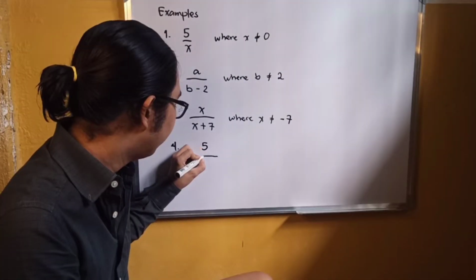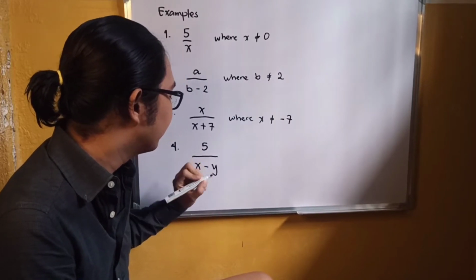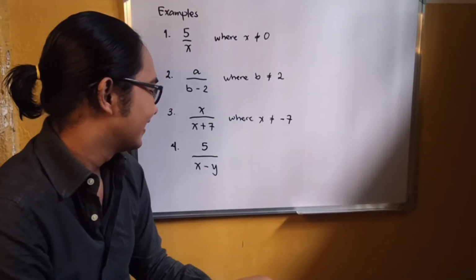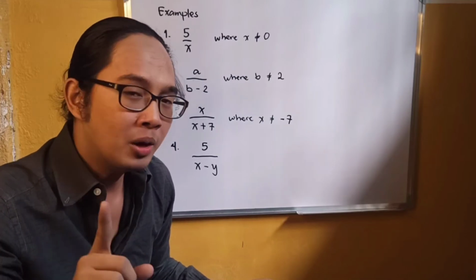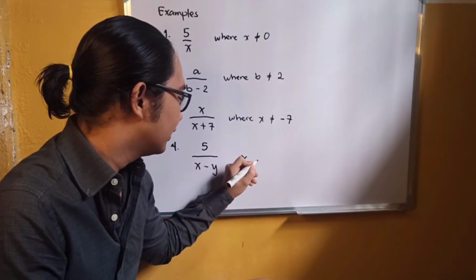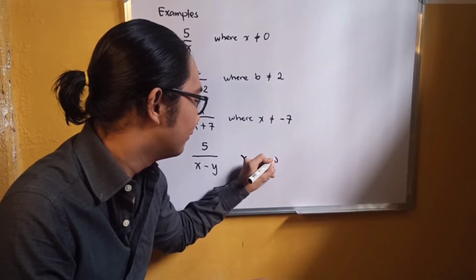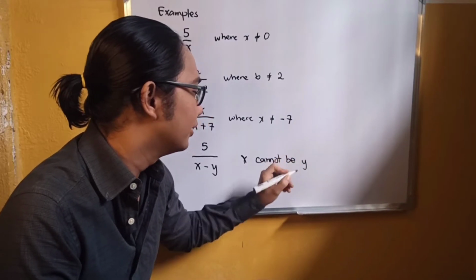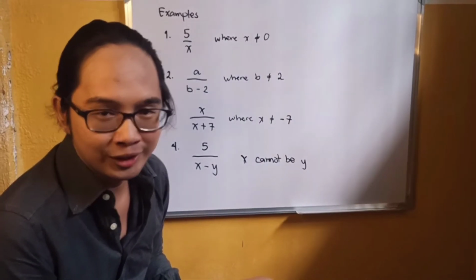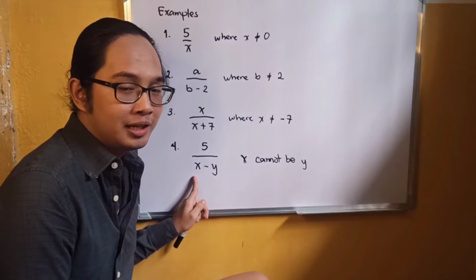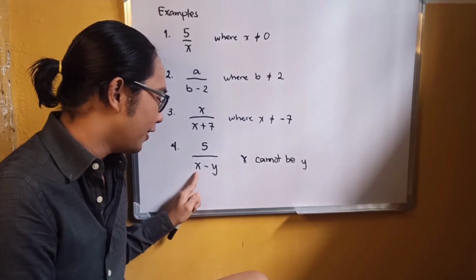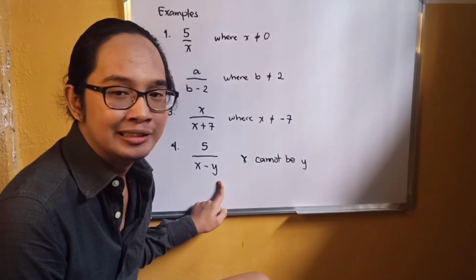Example number 4. 5 over x minus y. Ano ang iyong sagot? Madali lang yan. Okay, tama ang iyong sagot. Bawal magkaparehas ng value si x and y. Okay? So, x cannot be y. Kasi kapag nagkaparehas ng value si x and y, magiging 0 ulit ang ating denominator. For example, 3 minus 3, it will become 0, or negative 5 minus negative 5 is 0.